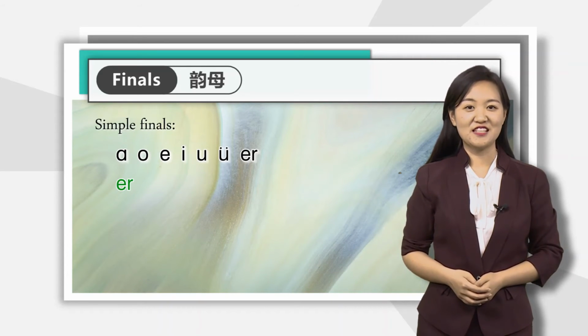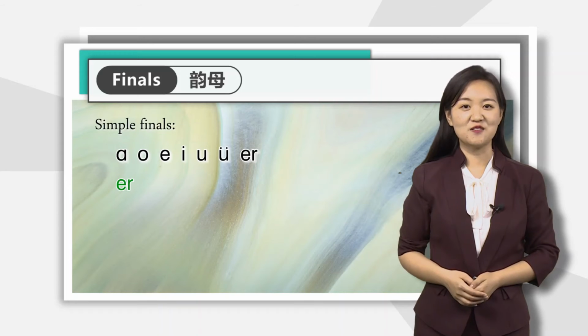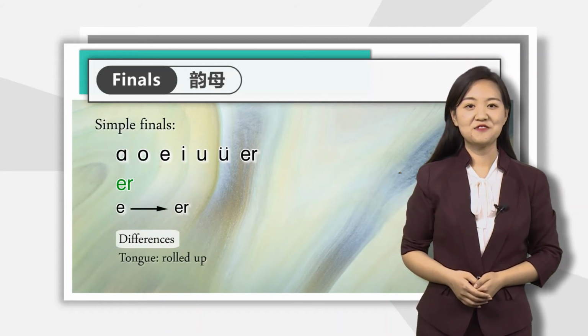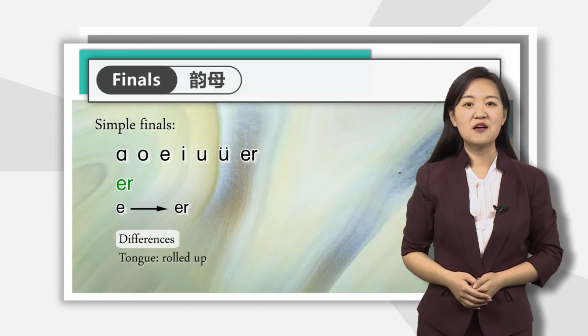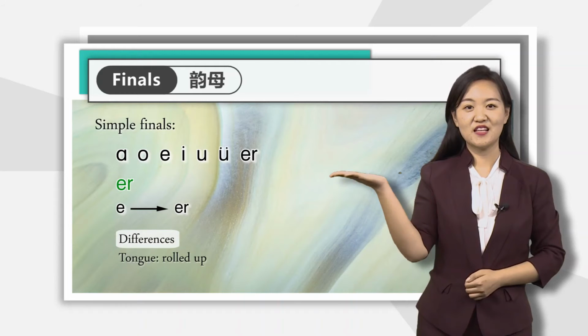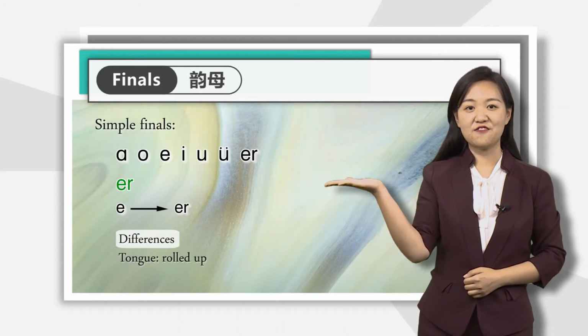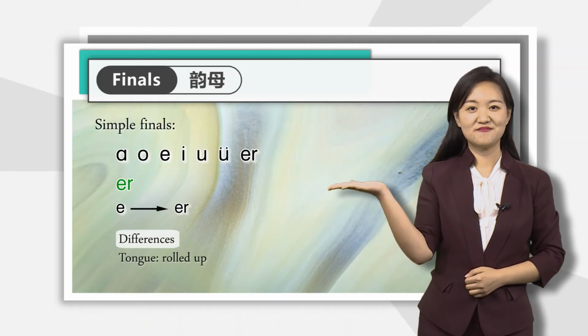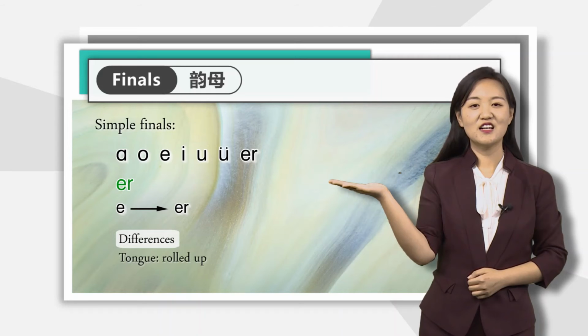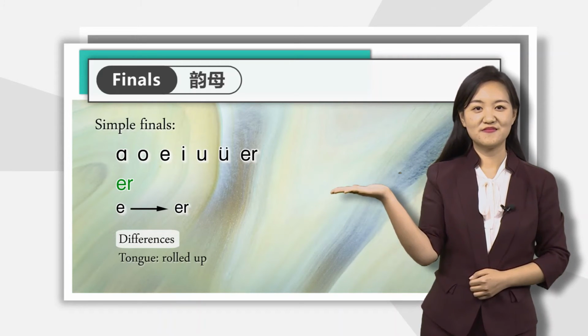The next one is er. Although there are two letters, it is a single sound. You can pronounce e first, and then roll up the tip of your tongue backward. Take my hand as if it is your tongue. Very good.